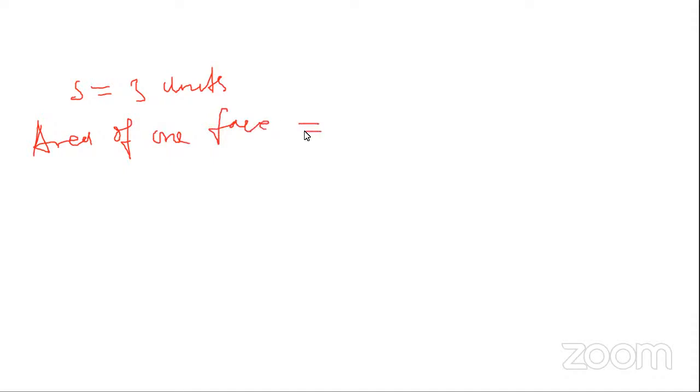So that area will be S times S. Remember, one face will be a square, so it will be 3 multiplied by 3. What is 3 times 3? Elizabeth? 9. Okay. So this will be 9 square units.